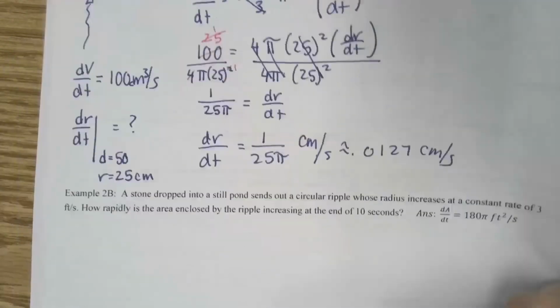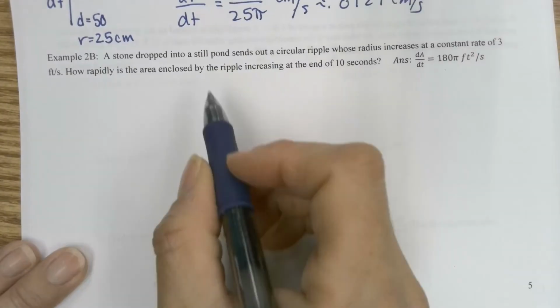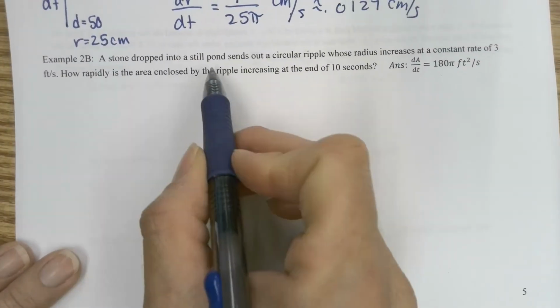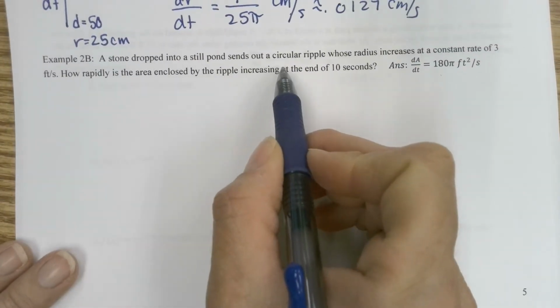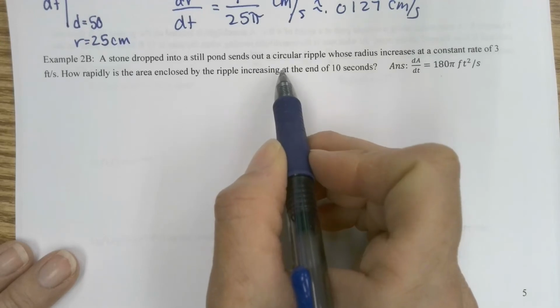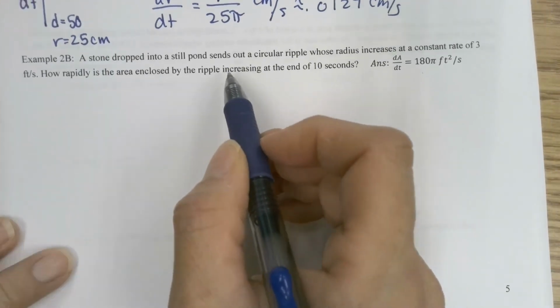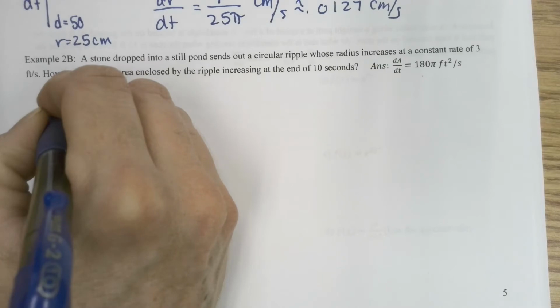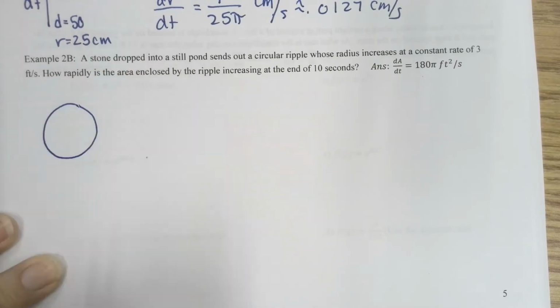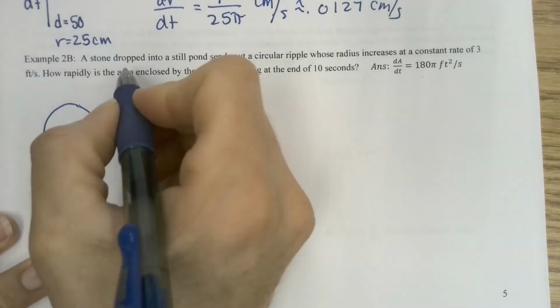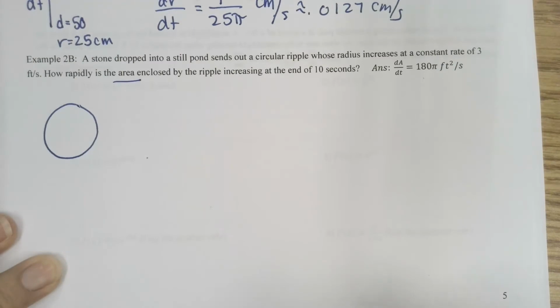All right, so our story says, a stone dropped into a still pond sends out a circular ripple whose radius increases at a constant rate of 3 feet per second. Okay, so we have this circle that is growing, growing, growing. How rapidly is the area enclosed by the ripple increasing at the end of 10 seconds?